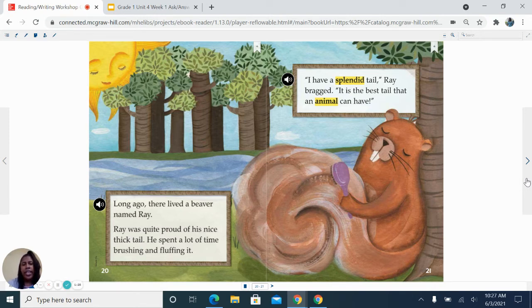Let's stop right there and ask a question. Our story is titled A Tale of a Tale. Ray is proud of his tail. I wonder what will happen to Ray's tail. I am going to write that on our chart.